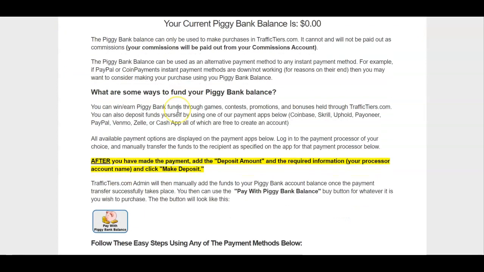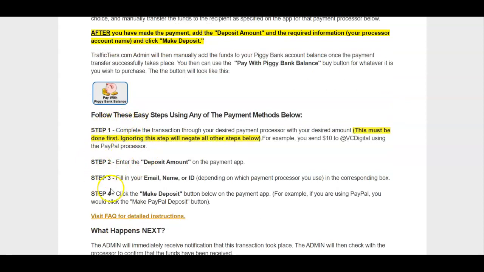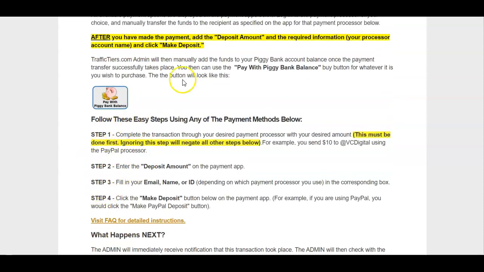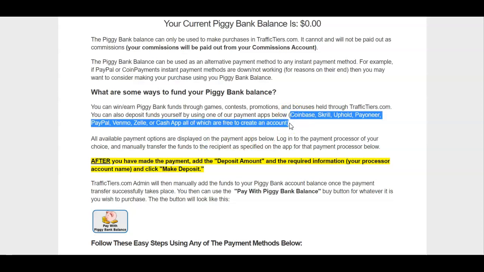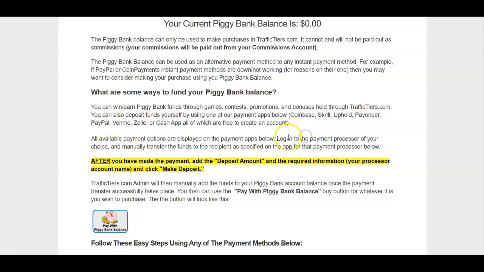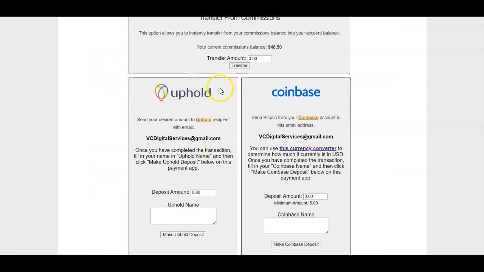These instructions here that are laid out, it's pretty simple. All you got to do is just read over this. It's a real easy 4-step process. All you really need to do is pick which payment processor you would like to fund your account with. And those are the processors: Coinbase, Skrill, Uphold, Payoneer, PayPal, Venmo, Zelle, or Cash App. And you'll see them down here, the deposit options, okay?